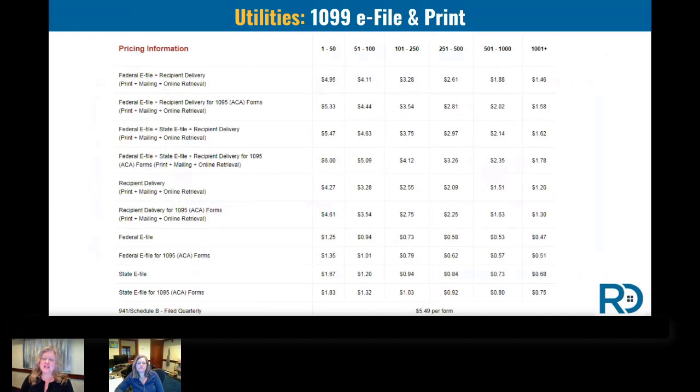So here's a list of this year's prices. They don't change much year to year, maybe just a few cents, but they offer various products and you can take advantage of them. There's the federal to the state e-filing to mailing options for 1099s. It's definitely a very affordable solution and one our clients really appreciate having access to.